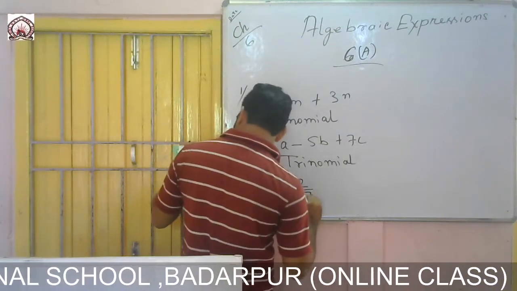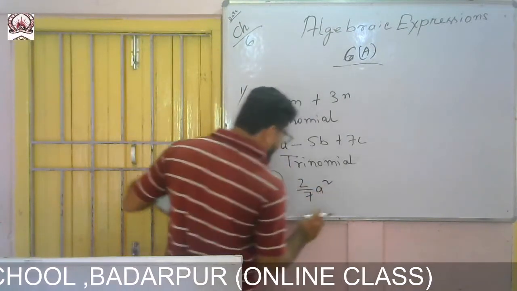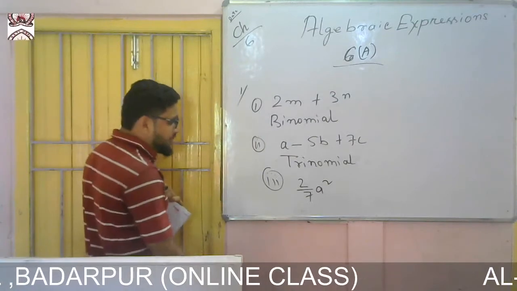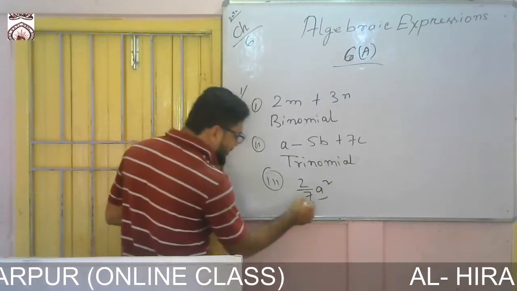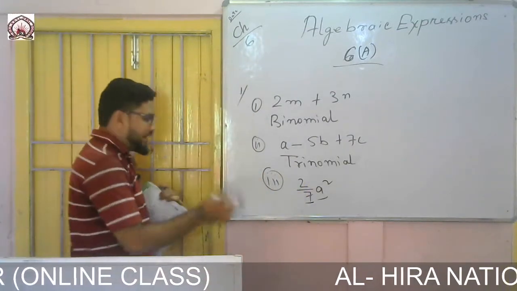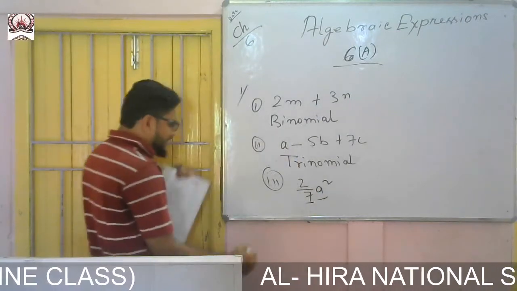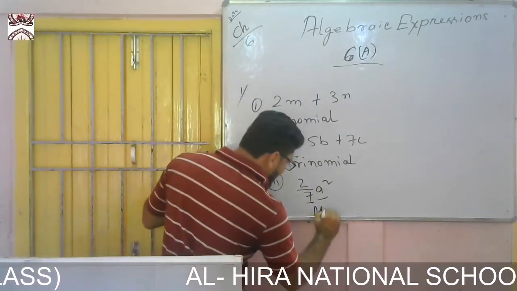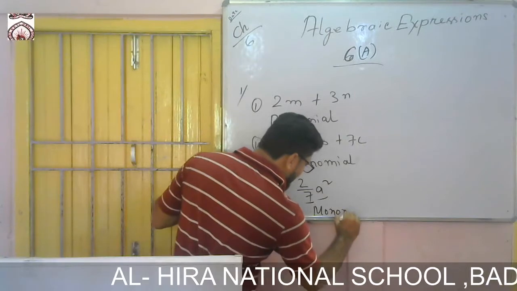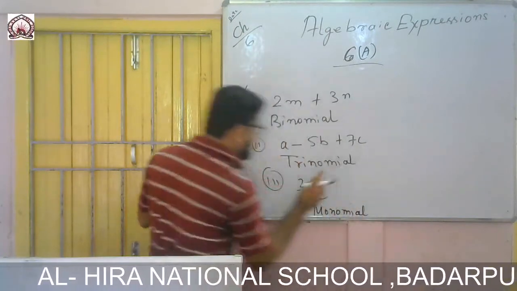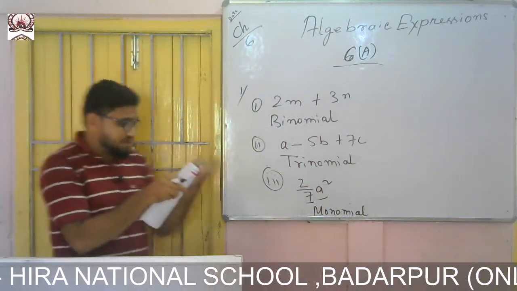Like this, you see question number 3. 2 by 7 a square. So it is one term, because a is a variable and 2 by 7 is the numeric part. So it is one term. Again a monomial expression.